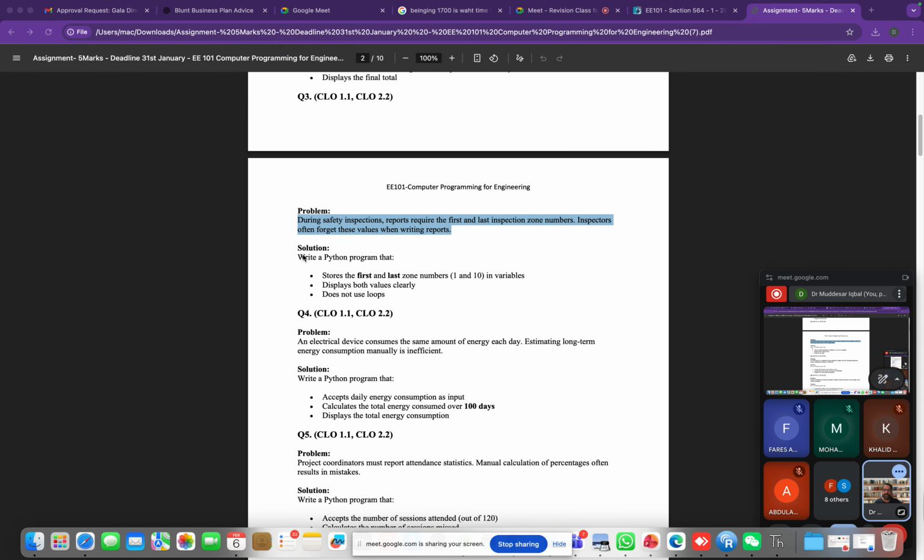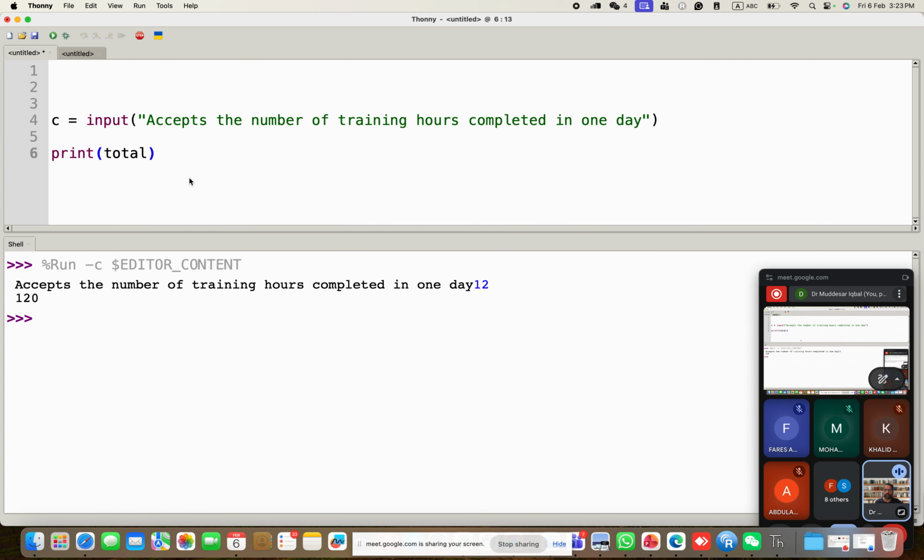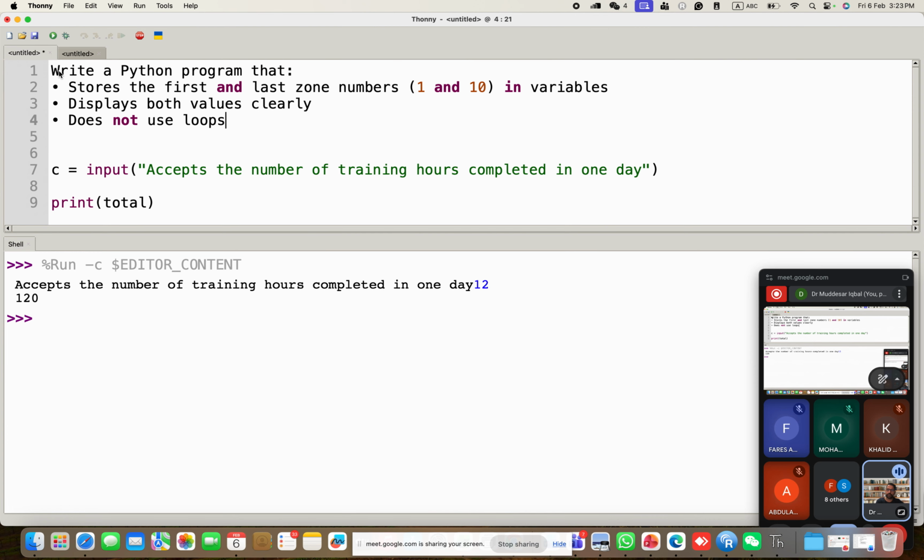My plan is copy the steps and then do the programming, right? Copy the steps and then do the programming. Here we go. Store the first and the last. So what is the problem? Try and understand the problem. There's a guy who is going to start his inspection from a zone. So ask him which zone he's starting. Maybe he says 7. What is the last zone? 10. So how many zones did you do? Okay. Here I say zone 1 and 10 in a variable.